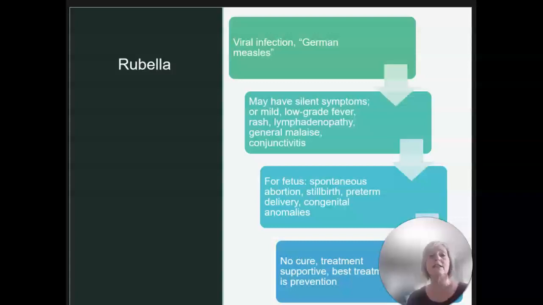But for the fetus, it's a big, big risk. Spontaneous abortions, a lot of them will be born stillborn, preterm deliveries, and lots of congenital anomalies. So when we kind of got rid of the German measles, it really helped with a lot of the congenital abnormalities that we see our babies born with. There's no cure. Again, the best treatment, if you get it, there is no treatment for it. So it's just supportive, taking care of the temperature, making sure the temperature stays down.